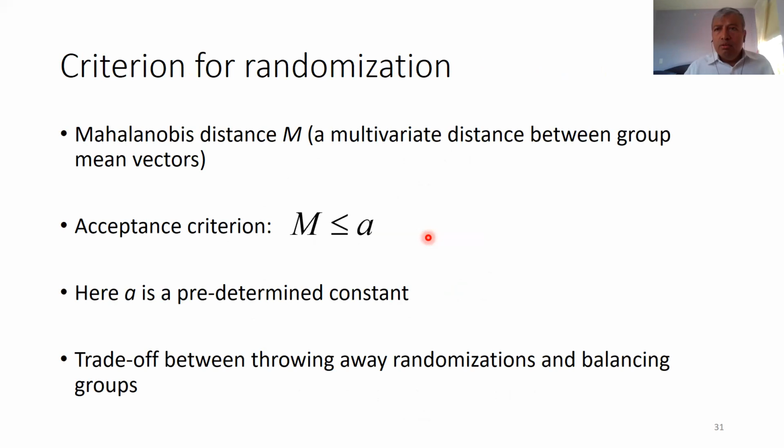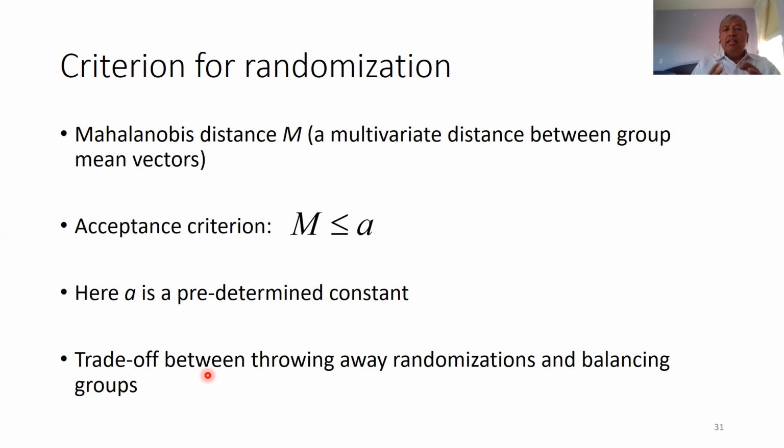One criterion which has been used quite abundantly in recent times is the well-known Mahalanobis distance, which is a multivariate distance between two groups' mean vectors. And you could use an acceptance criterion, which is something like this: M is smaller than or equal to a threshold A, where A is a predetermined constant. This predetermined constant can be obtained based on the randomization distribution of M, which, again, for large samples turns out to be something like chi-square.